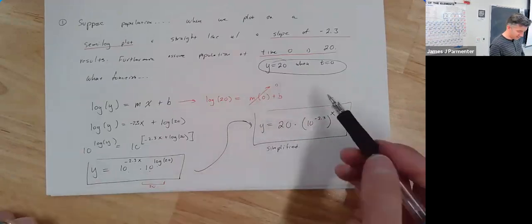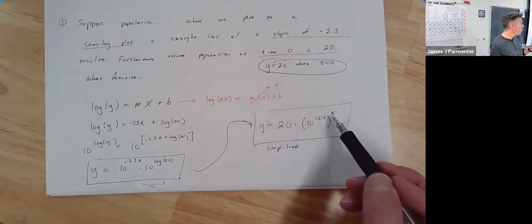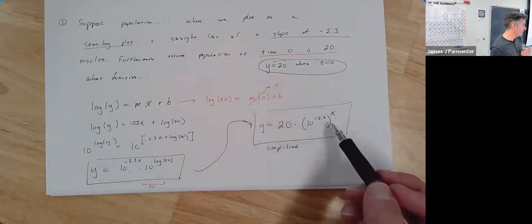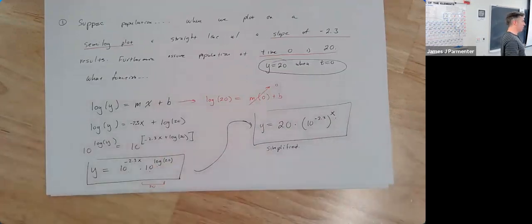Notably, if I plug in 0 for x, something to the 0th power is 1, and 20 times 1 gives me 20, like they said we should get when we plug in 0 for t or x. Operations should be 20. Question?